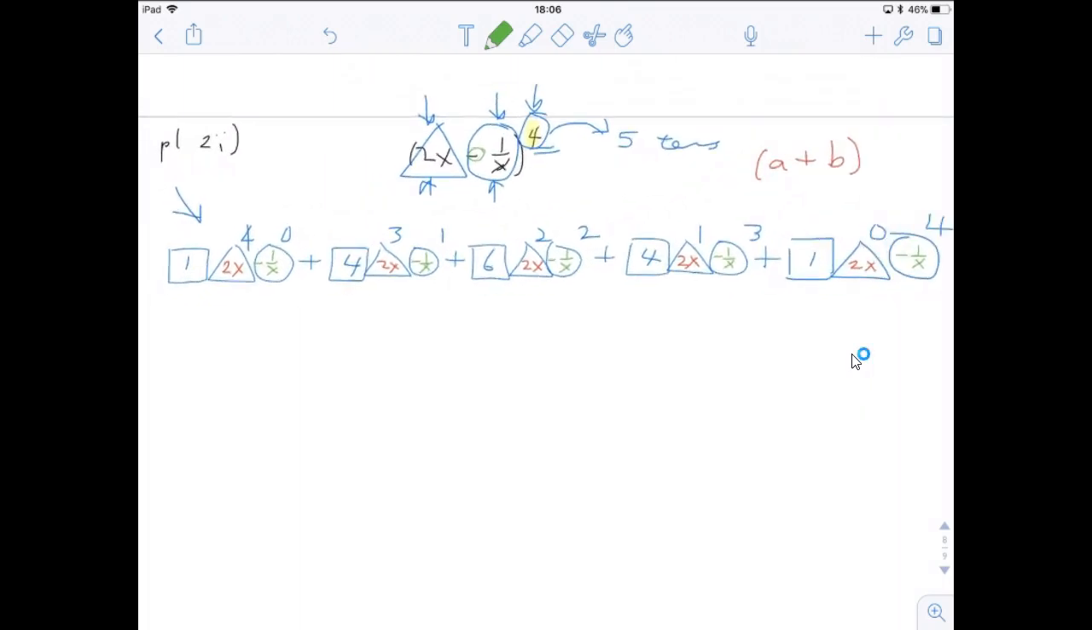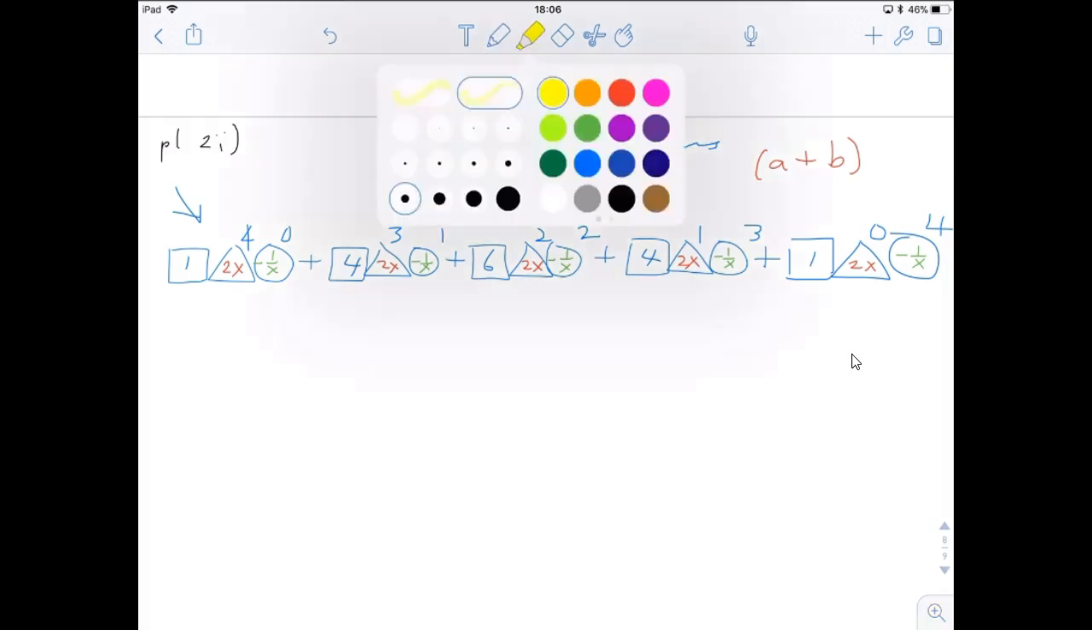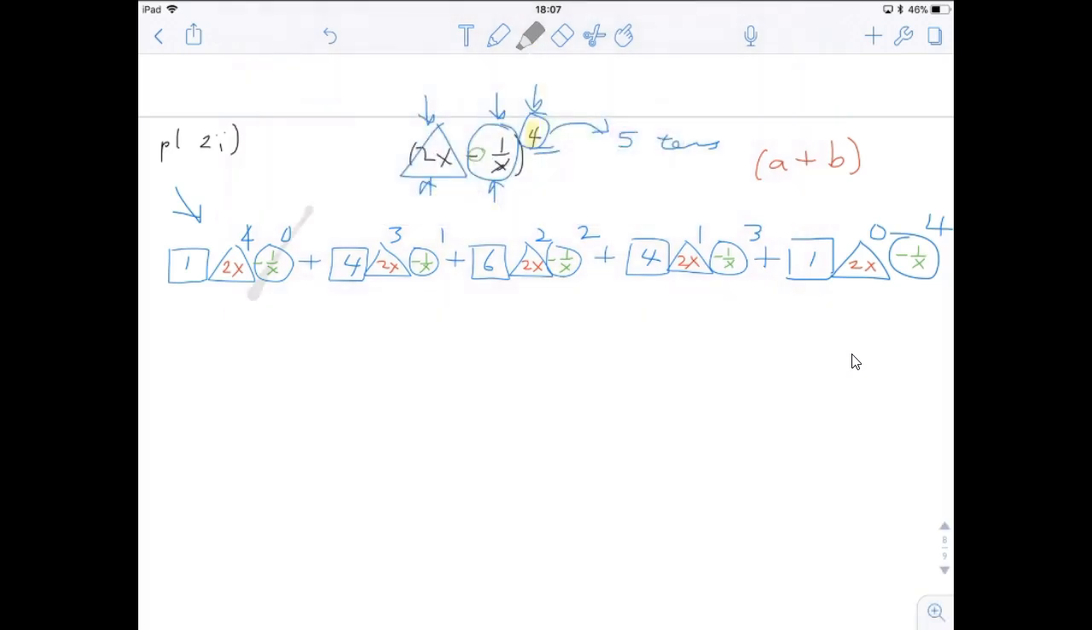Okay? Now what I'm going to do is I am going to make my life a little bit easier by remembering that anything to the 0 power is 1. So I am going to eliminate this term and this term because they're to the 0 power, which means it's just 1, so it's like they don't exist, right? So that made my life a little bit easier.